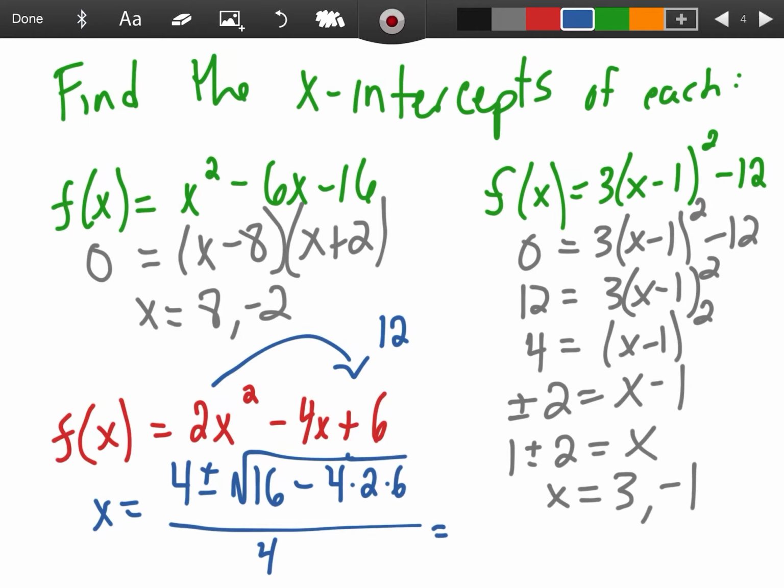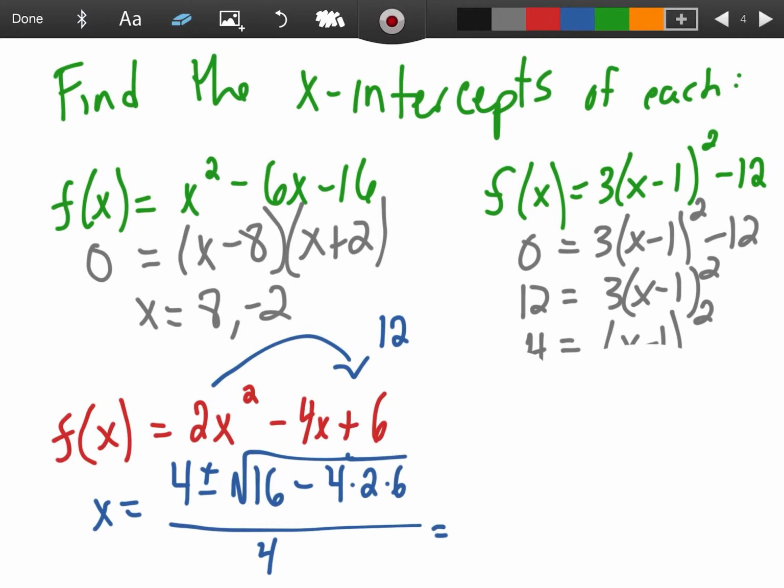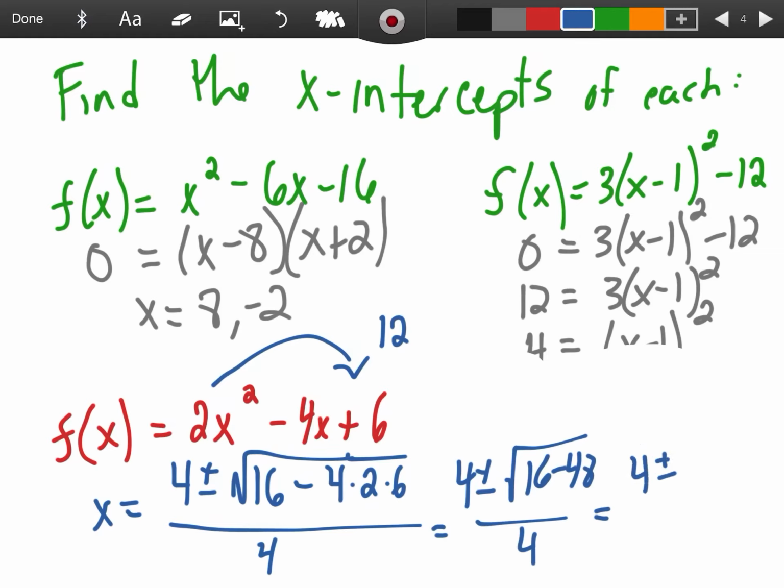All right, I'm going to have to clear out some of this stuff right here. Get this out of my way. And that's 4 plus or minus the square root of 16 minus 48, all over 4. So I get 4 plus or minus the square root of negative 32. Uh-oh, square root of a negative. Oh, that's not a real number.